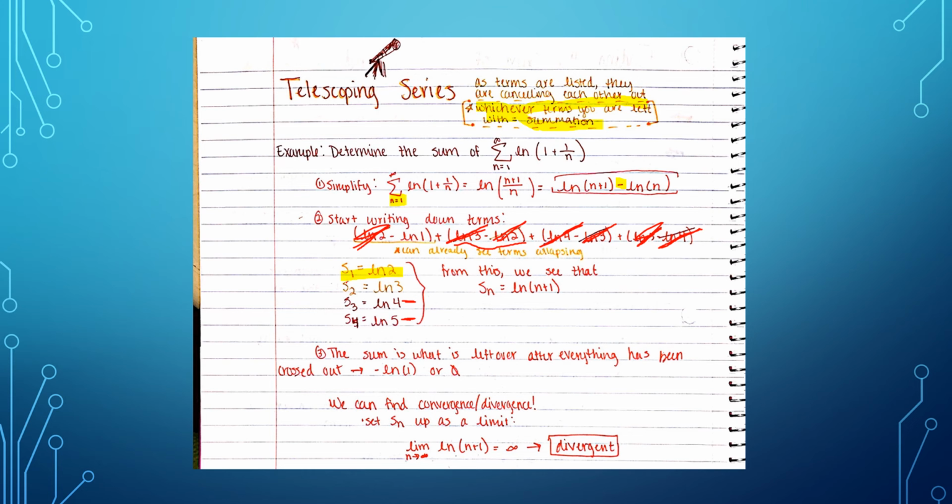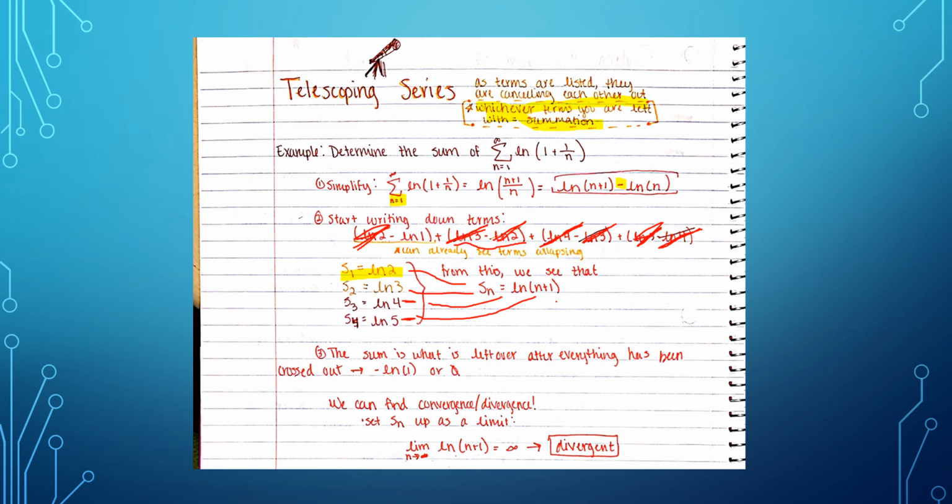Because if we plug in for S of 1, we get ln of 1 plus 1, which gives us ln 2. If we tried S of 2, we get ln of 2 plus 1, which gives us ln 3. If we did S of 3, that would give us ln of 3 plus 1, which equals ln 4. And if we did S of 4, that would give us ln of 4 plus 1, which is ln 5.